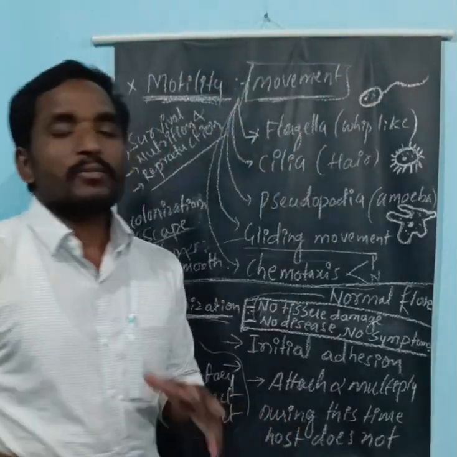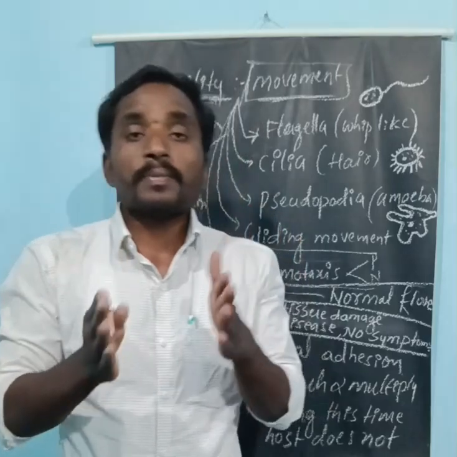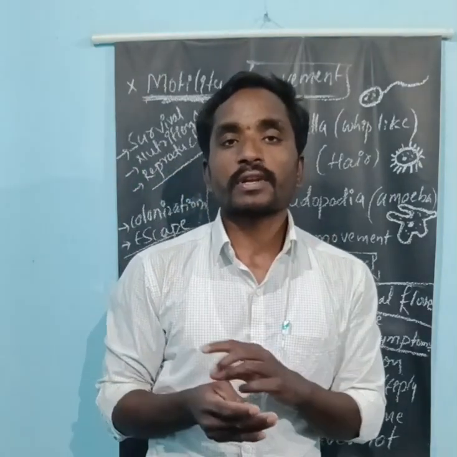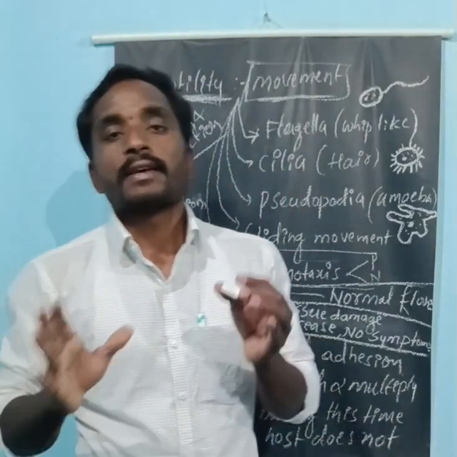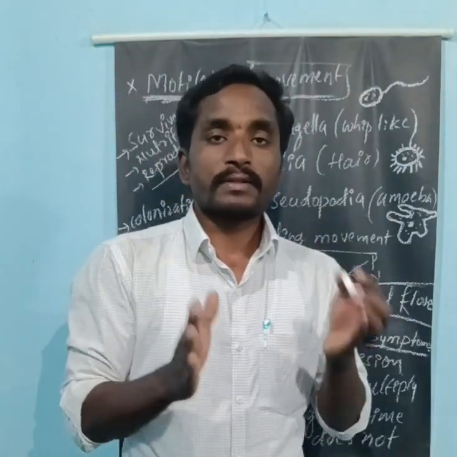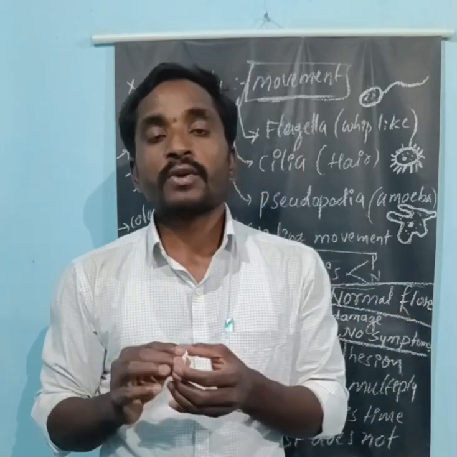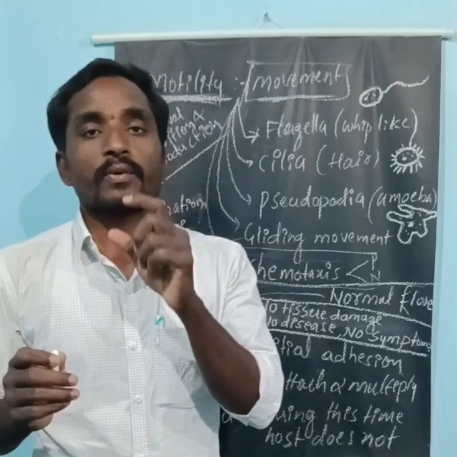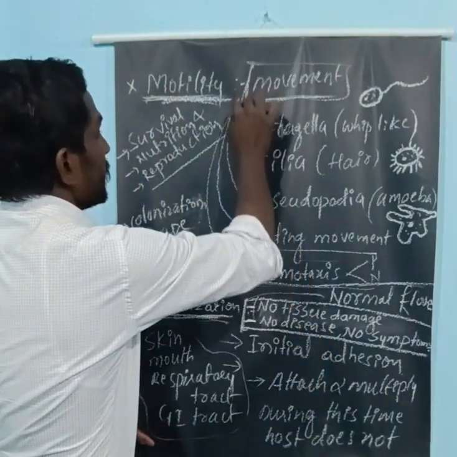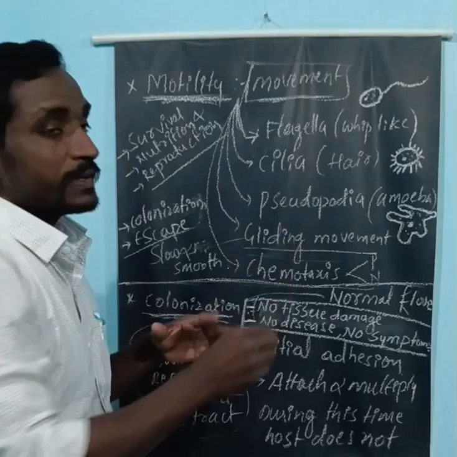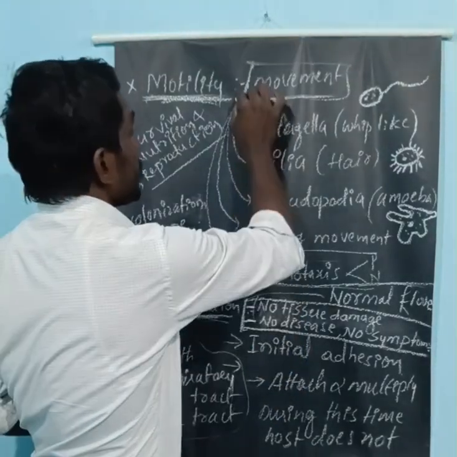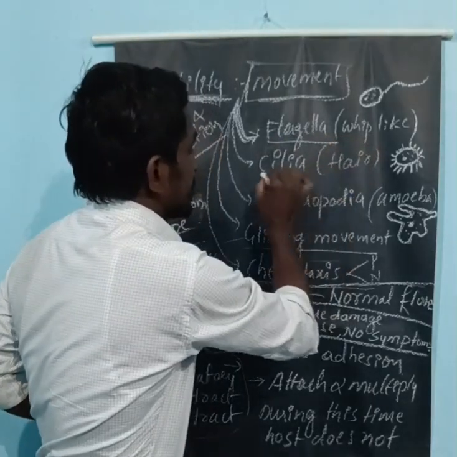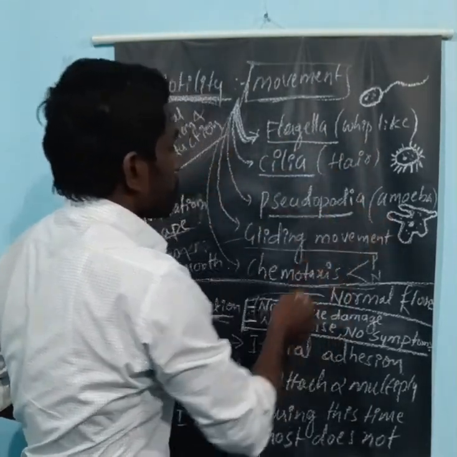Motility is defined as the movement of microorganisms from one place to another place with the help of specialized structures. Here, bacteria or microorganisms move from one place to another with the help of specialized structures, called flagella, cilia, and pseudopodia.